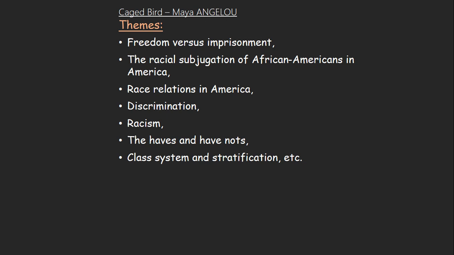Freedom for the free bird, imprisonment for the cage bird. It also highlights the racial subjugation of African Americans in America. It also speaks about race relations in America, discrimination, racism, the haves and the have-nots, class system and classification, etc. So this poem by Maya Angelou is trying to reveal to the reader that life or human experiences are tilted for those who have against those who have not.